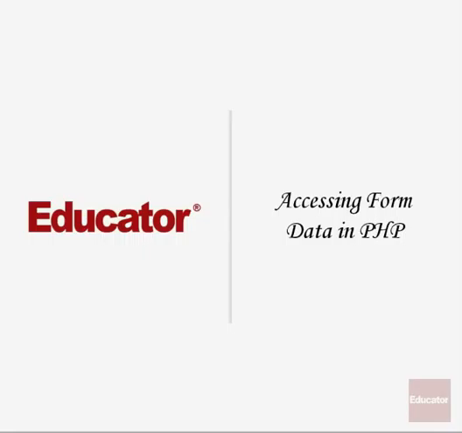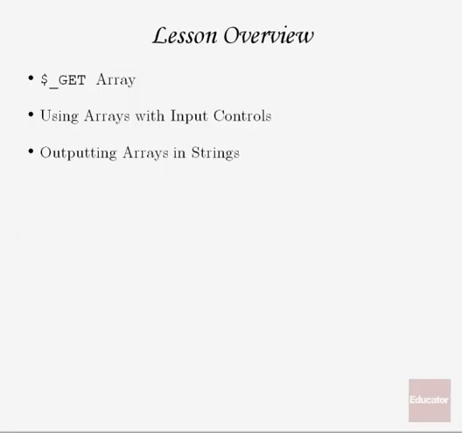In today's lesson, we're going to be expanding material from last lesson where we learned how to input data to a script. And today, we're going to learn how to access that data from a PHP script. Specifically, we're going to be learning about what's known as the $_GET array, which is how you access input that was passed to a script via the GET method. We're going to talk about how we can use input controls to submit information to PHP in the form of an array. And we're also going to talk about how to output array values within strings using variable interpolation.